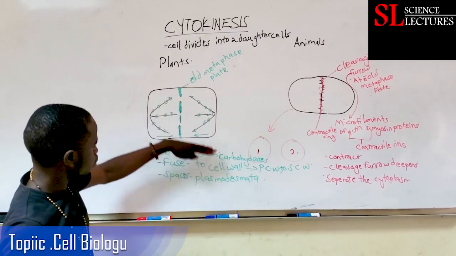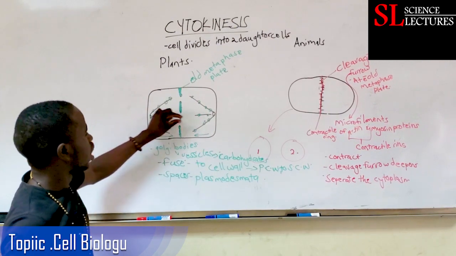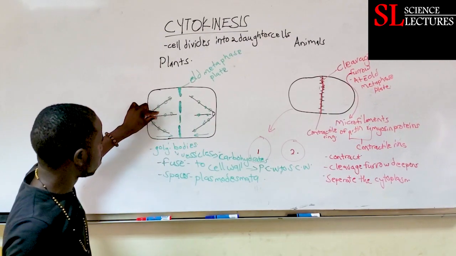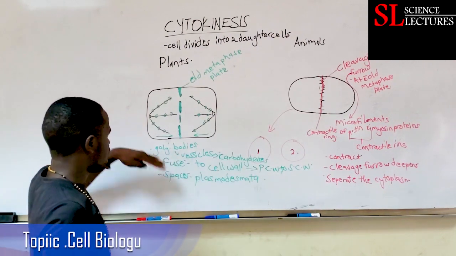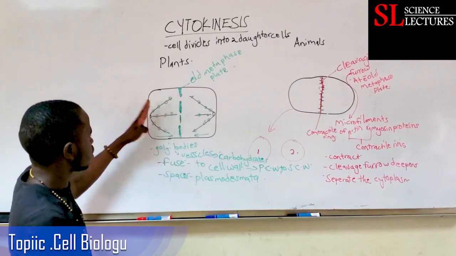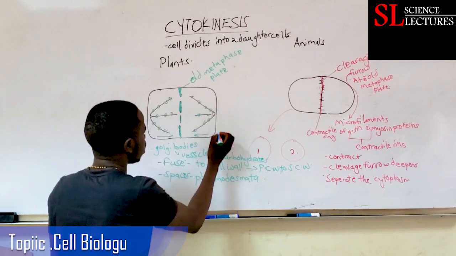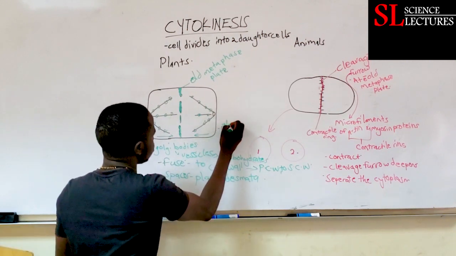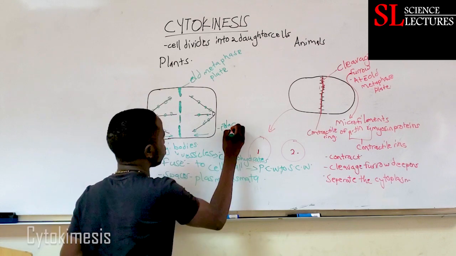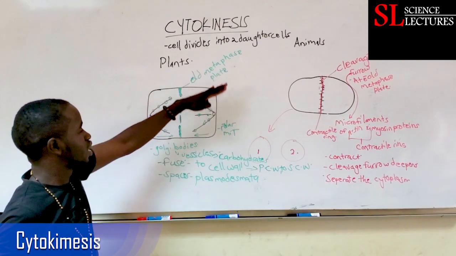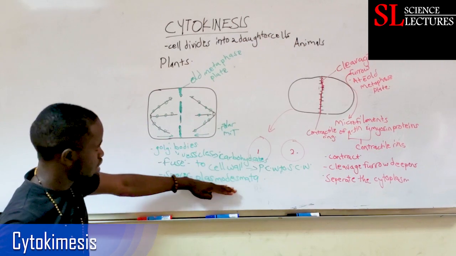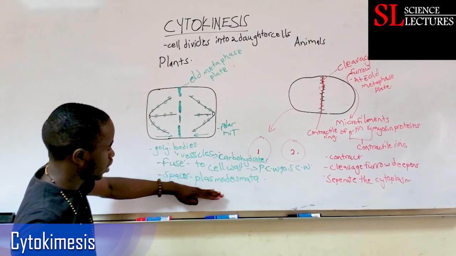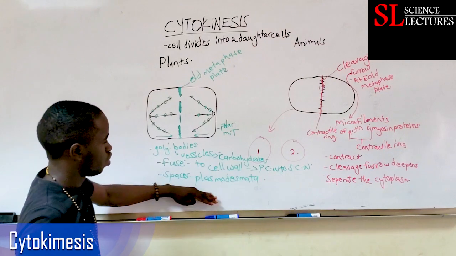So I repeat, during the interphase, the Golgi body manufactures a lot of vesicles, which are rich in carbohydrates. During cytokinesis, these vesicles move along the polar microtubules and fuse at the old metaphase plate. The fusion is not uniform, and they will leave some spaces which later form the plasmodesmata connection.